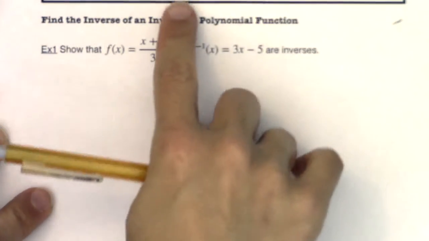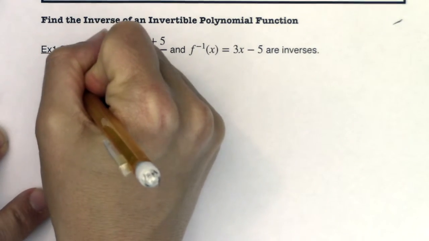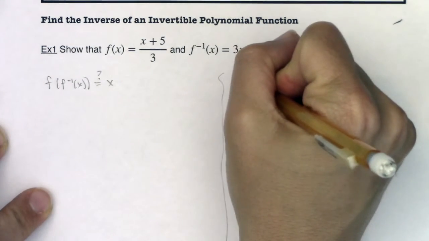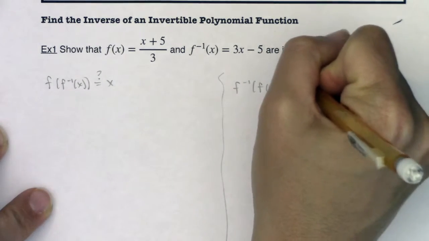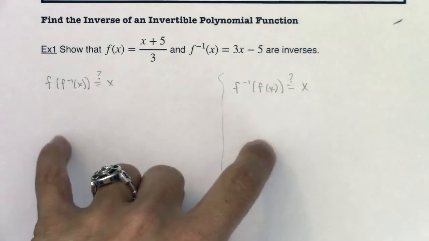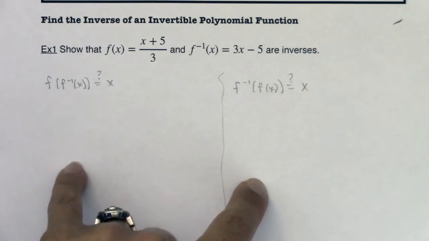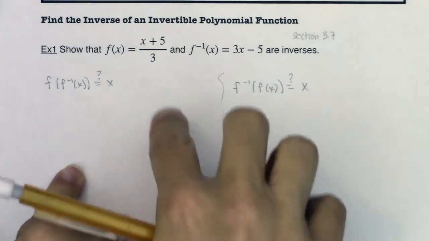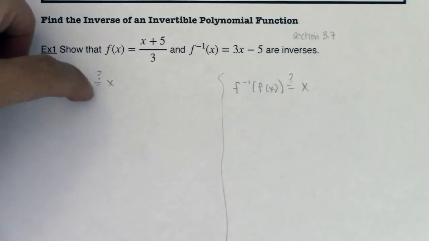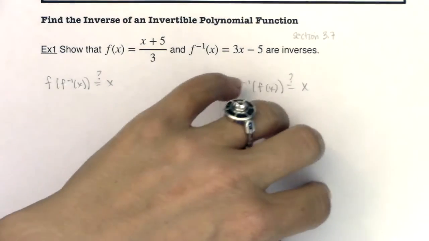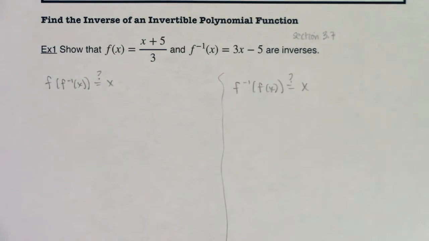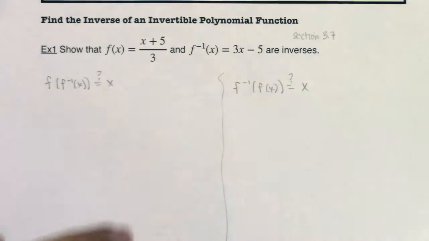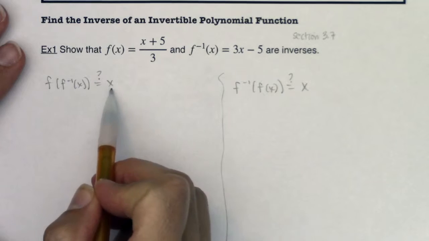To do that, I have to check both directions of composition. I need to check f of f inverse of x. Is that equal to x? If it is, great, but I still need to check it the other way. I need to check that f inverse of f of x is also equal to x. Back in section 3.7, this was the first type of problem we did as well. In section 3.7, the two functions I gave you were not inverse functions of one another, and we saw that when we did f of g of x and it failed on the first one. I did g of f of x just to show it to you, but if it fails on one, we don't even have to check the other direction. But if this composition is equal to x, I still need to check this one. It's not automatic that both compositions put you back on x.